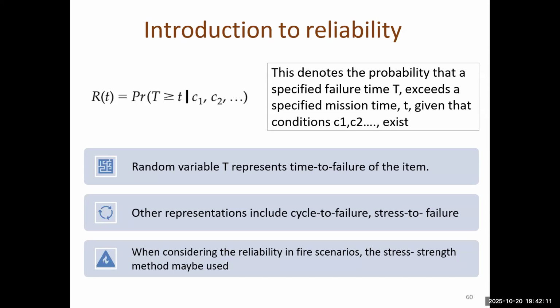Suppose the testing data tell us that 95 out of 100 such detectors function correctly after 1 year under those conditions. Then we can say that the reliability R(t) equals 0.95. We can use 95 divided by 100, and that gives us the probability. So the reliability is obtained by using that definition. The failure time capital T is a random one, and we don't know exactly when it will fail, so we need to keep some empirical data to get the failure time T.